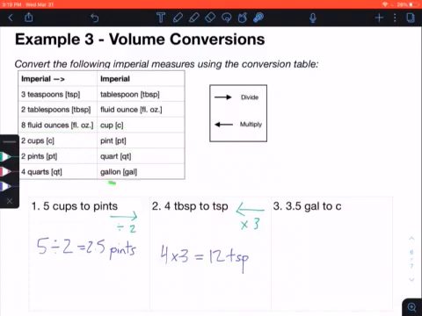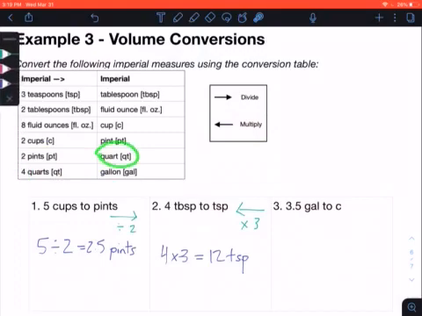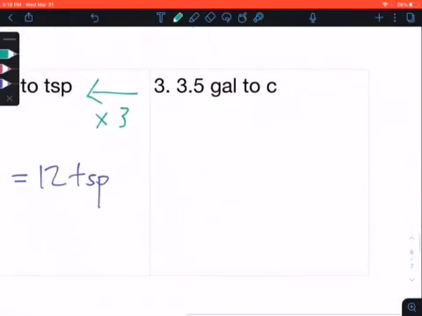So what I'm going to do is I'm going to first go from gallons to quarts. Okay, so that means I'm going to have to multiply by 4. Then I'm going to go from quarts to pints, which means I need to multiply by 2. And then I have to go from pints to cups, which means I need to multiply by 2 again. So to get from gallons to cups, I need to multiply by 4, then multiply by 2, then multiply by 2 again.